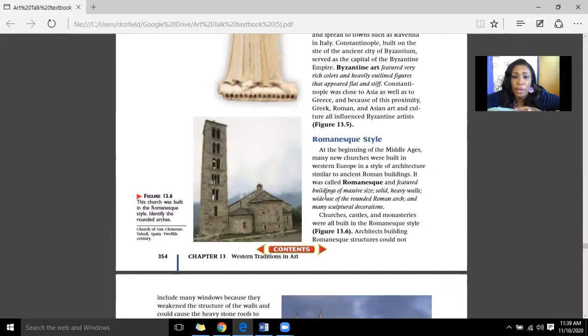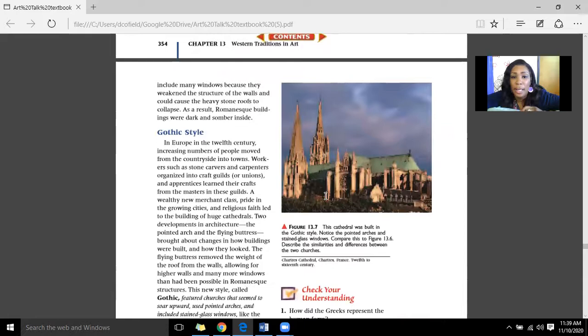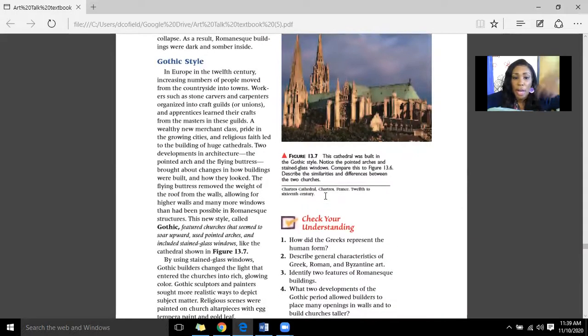Romanesque features buildings that are massive in size, with solid, heavy walls and wide use of the rounded Roman arch. So Romanesque, think of Roman arch. Okay. Gothic style, think of tall cathedrals, where it's featured churches that seem to soar upward, with pointed arches. Okay. So I want you to make sure that you understand it.